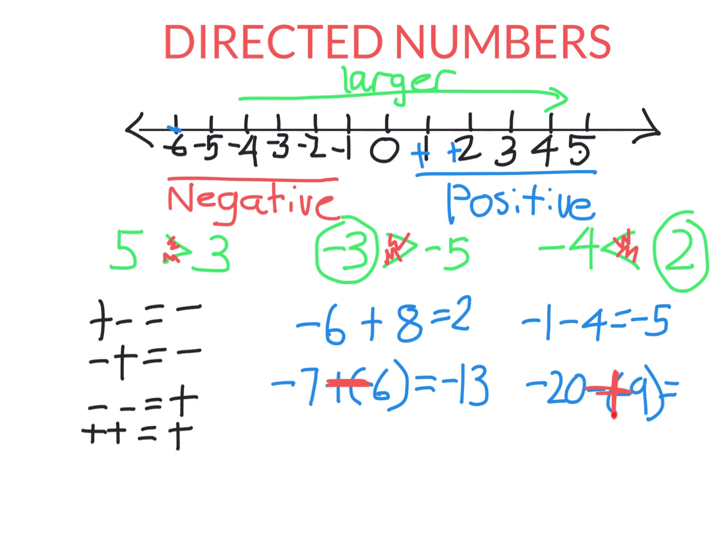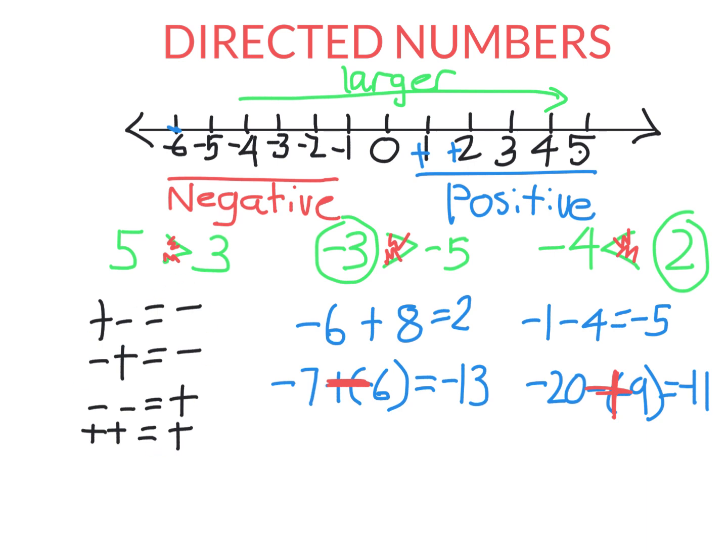A lot of people would say this is -29, but that's not right. My answer has to be 9 more than -20. -29 is less than -20. So -20 plus 9, I'm making it 9 more. I actually get -11. So make sure you know these rules and they appear on your cheat sheet.